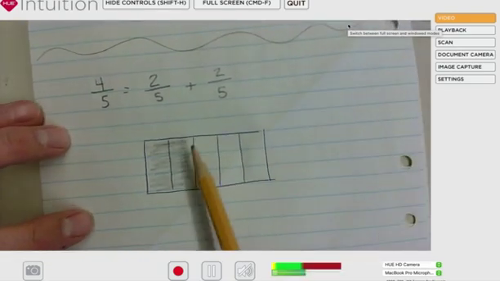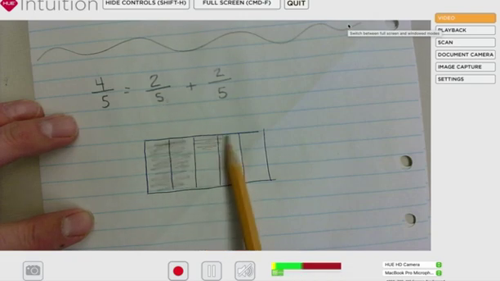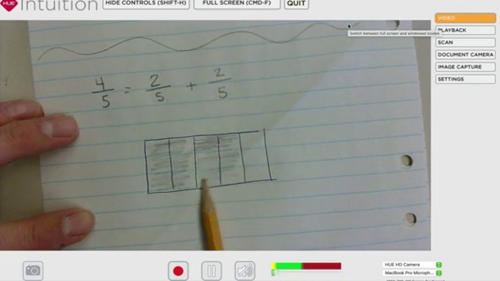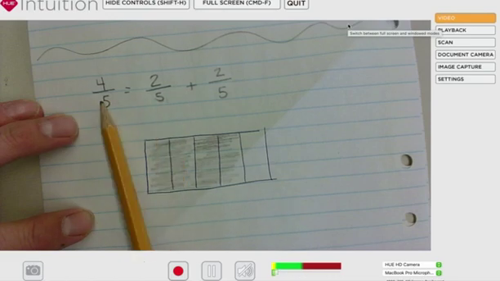Oops, wait a minute. That's 4. I've got to shade in 4. I was looking at that fraction. Come on, Mr. Brown. Really? Shade in 4/5, Mr. Brown. Not 2. 4/5, not 2/5.